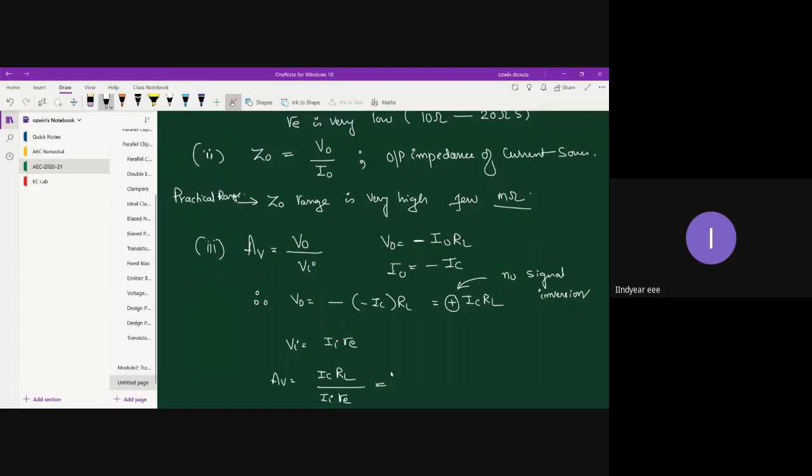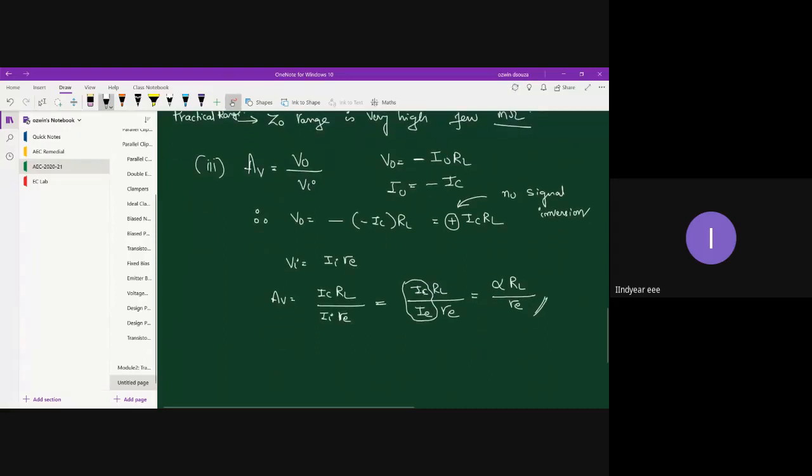That is equal to IC into RL divided by II into the resistance, where II is the emitter current. So IC by IE ratio is your alpha. So voltage gain is alpha into RL divided by small r. Okay. So once again, I want to reiterate that your voltage gain has a positive sign. That means if you go for a common base amplifier network, you will not find any signal inversion between the input port and the output port.